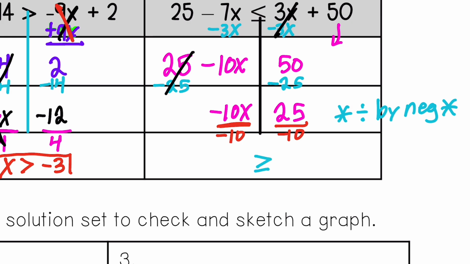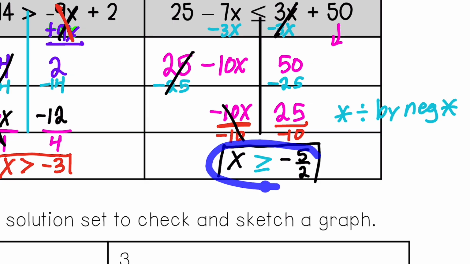Okay, now let's continue on with our problem. -10 divided by -10 is just x. 25 divided by -10 is going to be some fraction. I believe it's just going to be -5/2. And there we go. So again, we get a fraction here, which is not the prettiest, but sometimes, well, that's what we get.